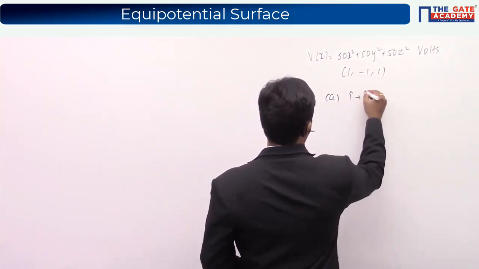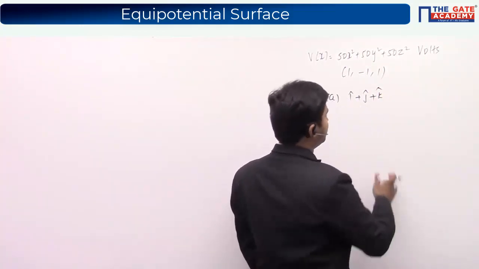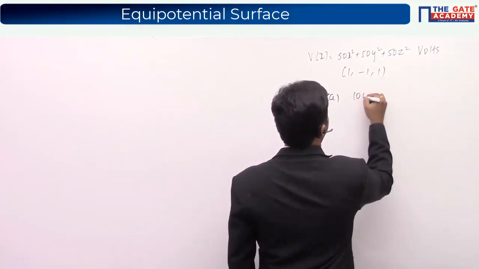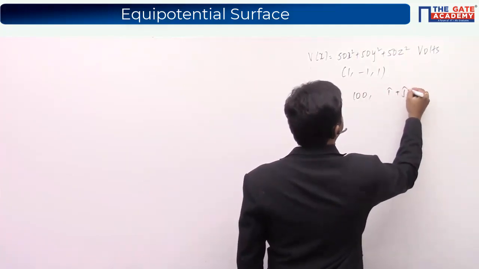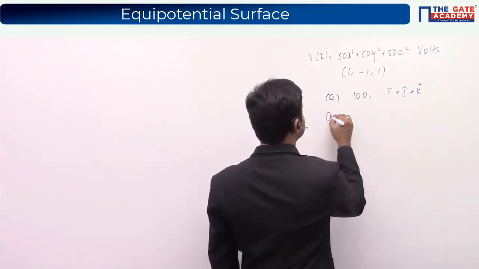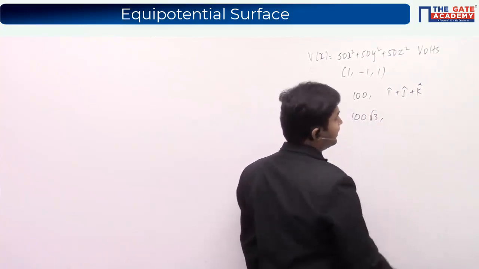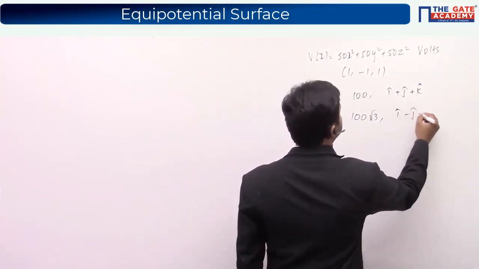It is i plus j plus k. 100, i plus j plus k. This is the first option. The second option is 100 root 3, i minus j plus k.